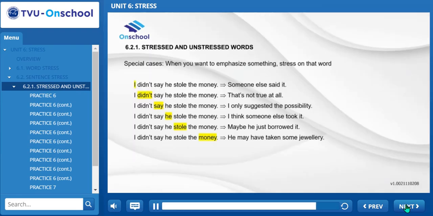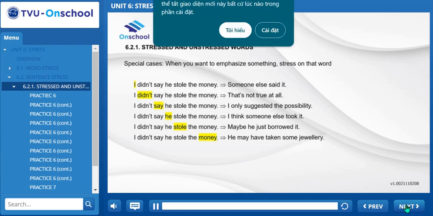I didn't say he stole the money. I didn't say he stole the money. I didn't say he stole the money. Or, I didn't say he stole the money. These sentences are stressed on different words, and that could lead to different meanings. So be careful of your stress.